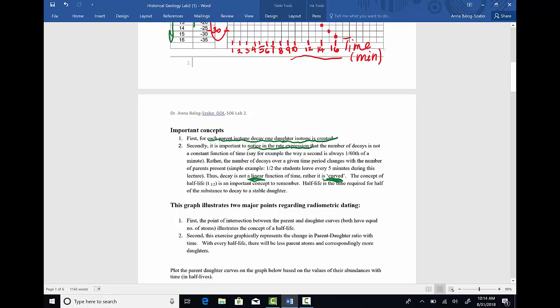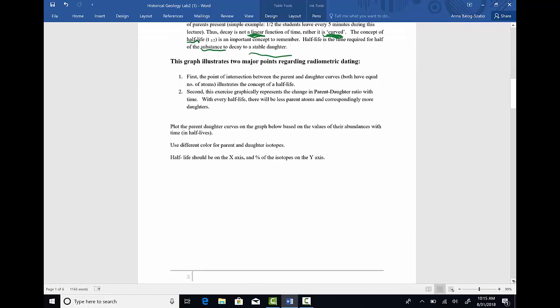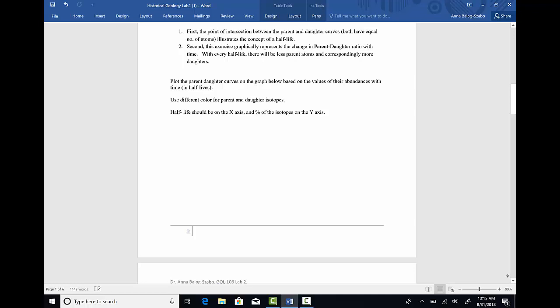And then the concept of half-life is very important to remember. Half-life is the time required for half of the parent isotope to decay into stable daughters. So here we are. We're going to have to plot the carbon-14. And we have to plot the parent and the daughter curves. And the half-life should be the X. And the Y is the percentage of the isotopes.